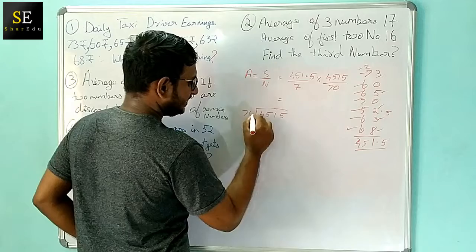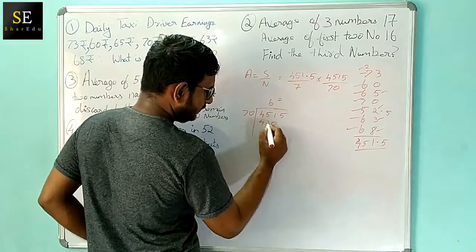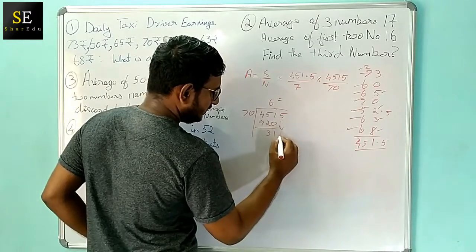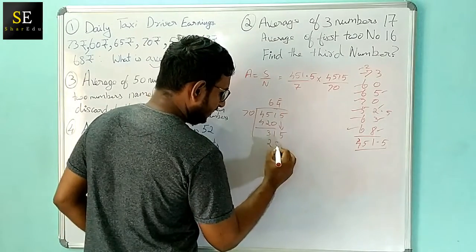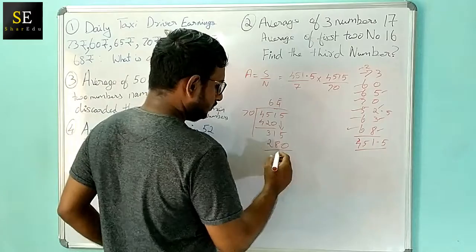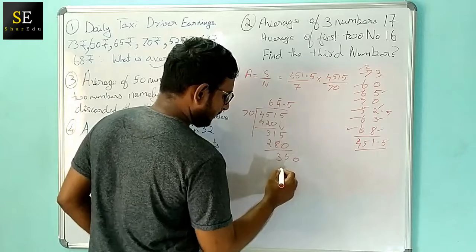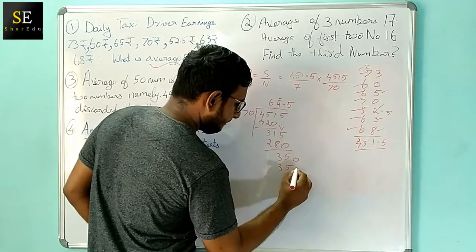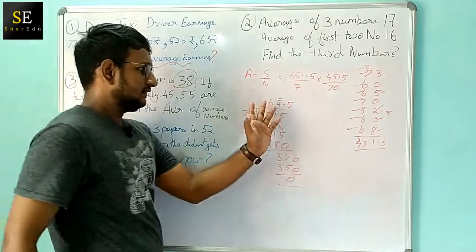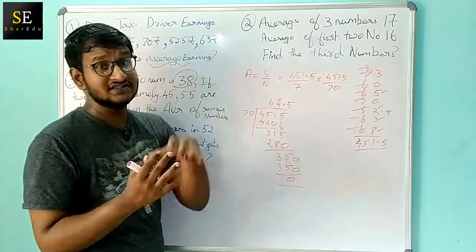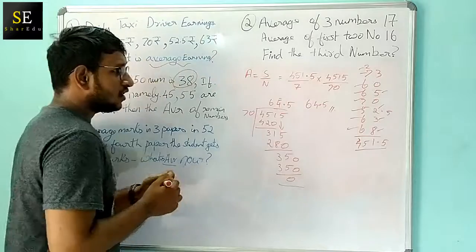4515 divided by 70. So 7 6s are 42, 420. Then I will get 315. Then 70. So again 7 4s are 28, 280. Then I will get 35, so 0. So that's it, right? So the average value is 64.5. The average earning of this taxi driver is 64.5. So this is one of the easiest questions.